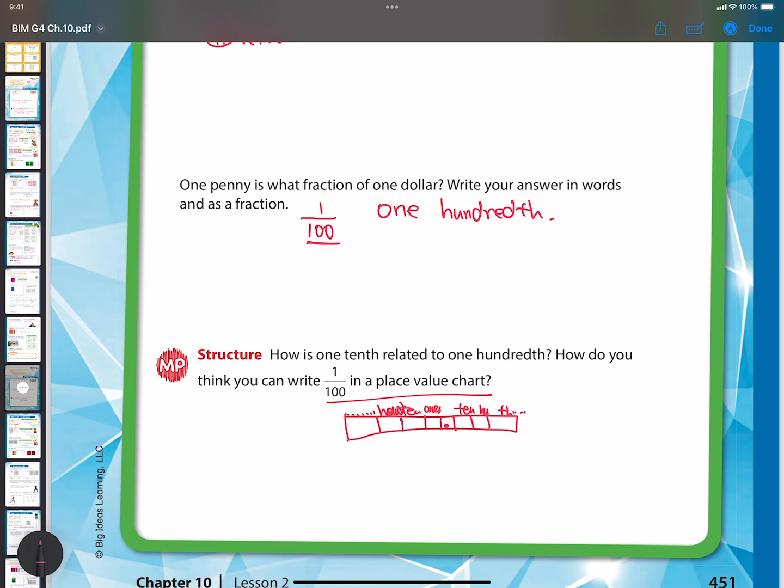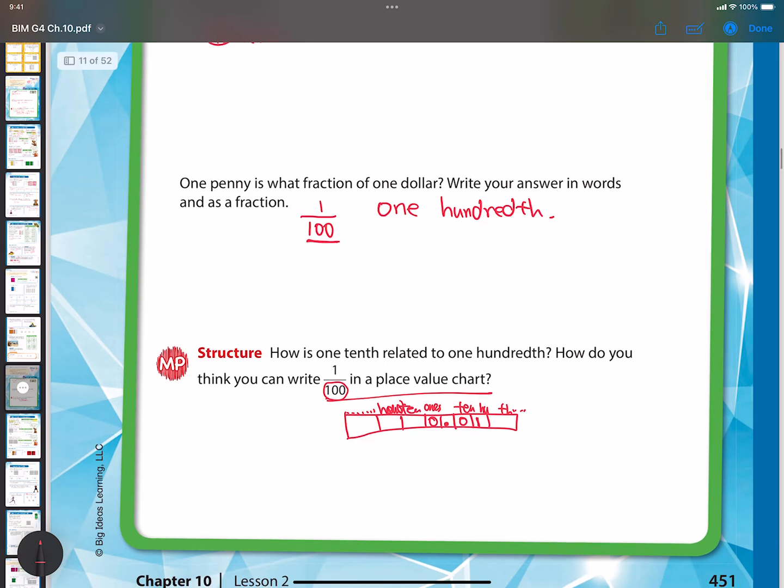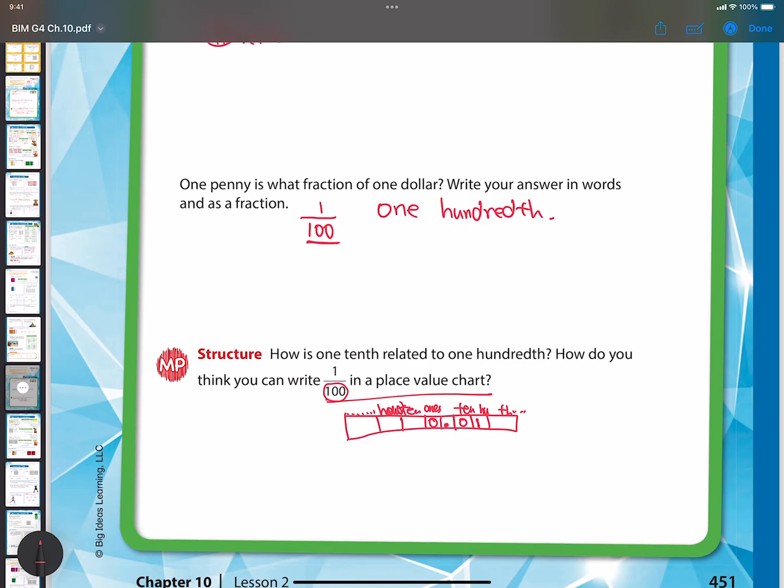Now, how do you think you can write 1/100? Okay, so this is going to be 1 out of 100. So there is no tenths, so make it 0. There is no ones, but there is 1 in hundredths. Okay, and then how is 1/10 related to 1/100? It's going to be 10 times as much. All right, so this is the place value chart, and then you can say 1 under hundredths.